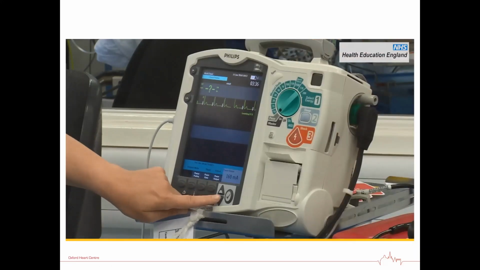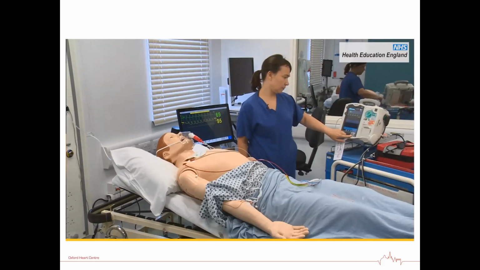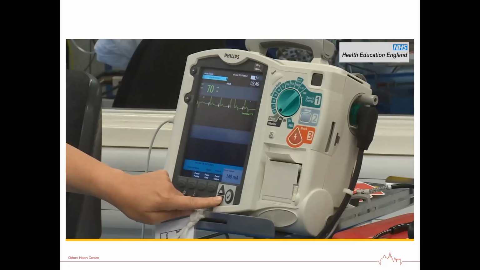Okay, at the moment we're pacing at a very high amplitude, which would be unpleasant even with sedation, so I think we should turn that down. And what we're looking for here is the point at which we lose our QRS after the pacing spike. We do this slowly in 5 milliamp increments or decrements in this case. Still pacing.